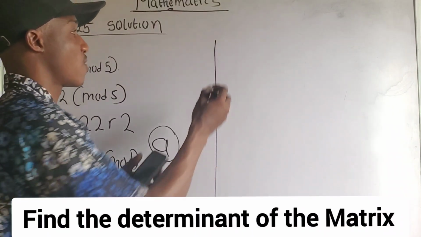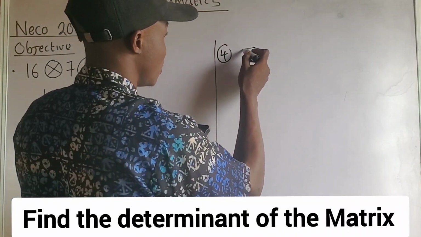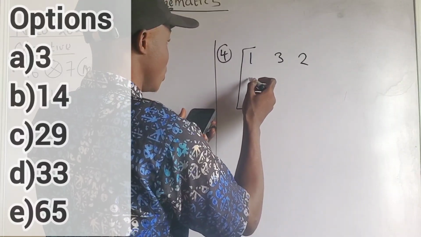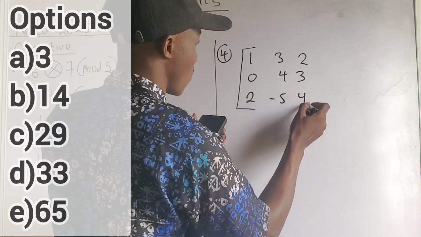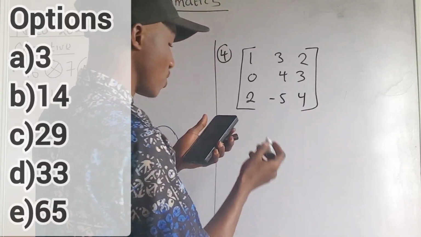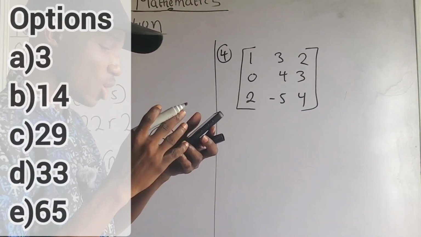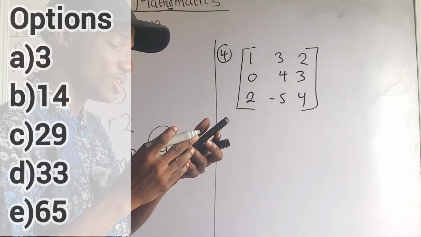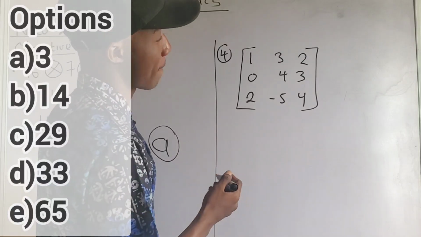For question 4, we are asked to find the determinant of this matrix. Let me draw the matrix on the board. We have 1, 3, 2, 0, 4, 3, 2, minus 5, and 4. Option A, 3. Option B, 14. Option C, 29. Option D, 33. Option E, 65. Let's solve this and we're going to know the correct option.